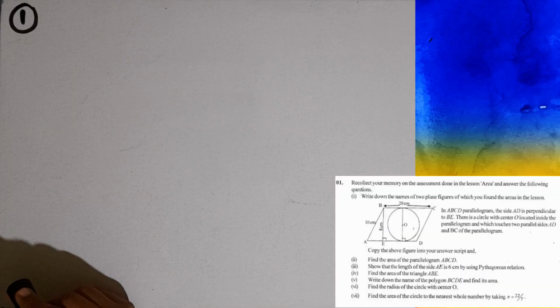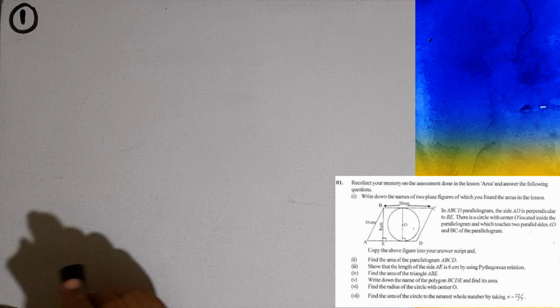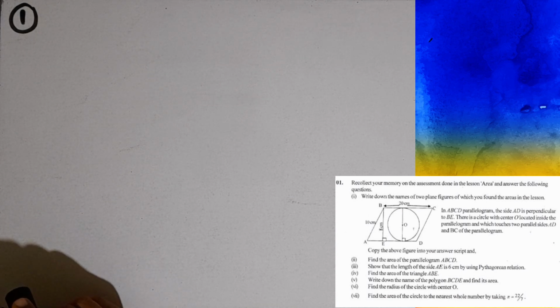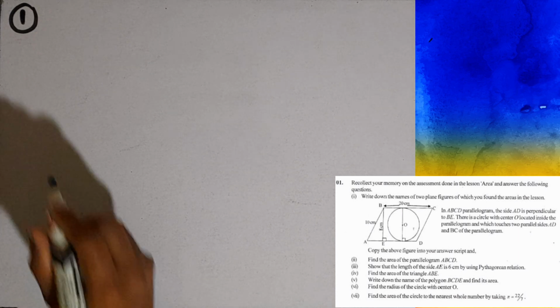First question, recollect your memory on the assessment done in the lesson area and answer the following questions. First one, write down the names of two plane figures of which you found the areas in the lesson. What are the names of two plane figures?